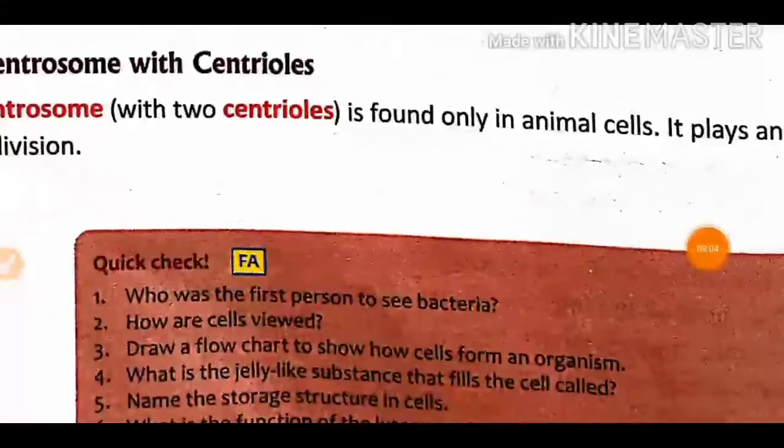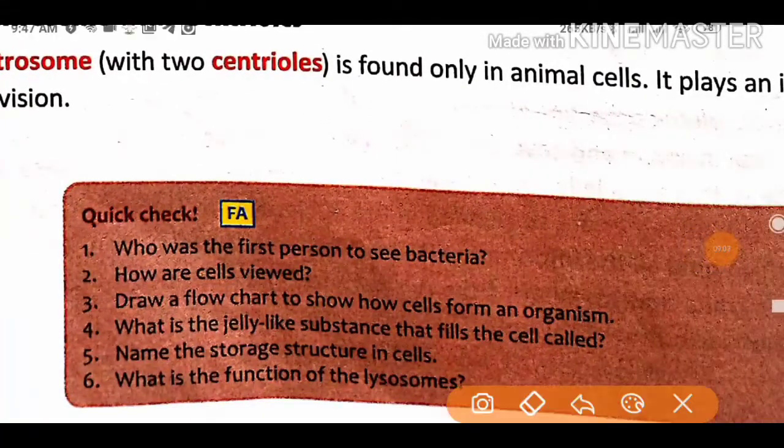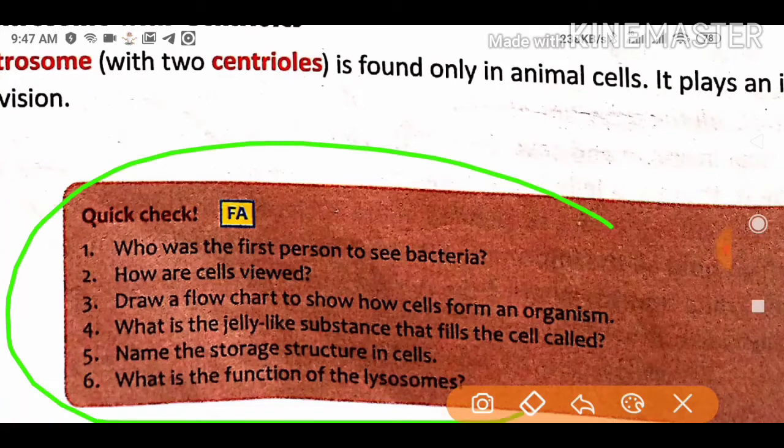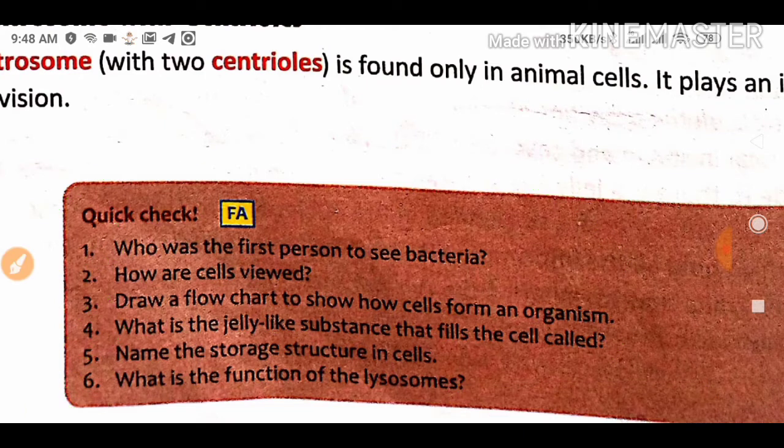So there are some quick check questions also given in your book, and you have to write them. Who was the first person to see the bacteria? Last week we discussed that. Draw a flow chart to show how cells form an organism. What is the jelly-like substance that fills the cell called? Name the storage structure in the cell, and what is the function of the lysosomes? We already discussed these in this chapter, so you have to write their answers.